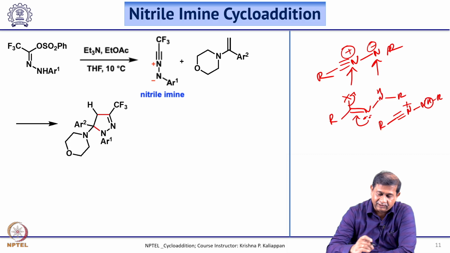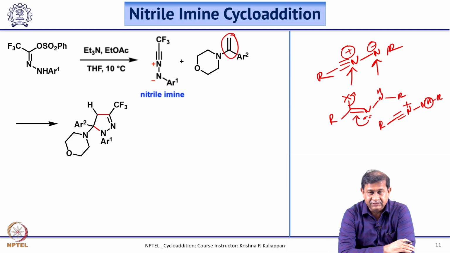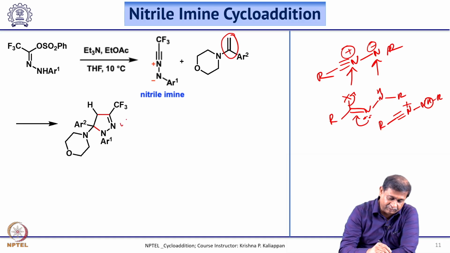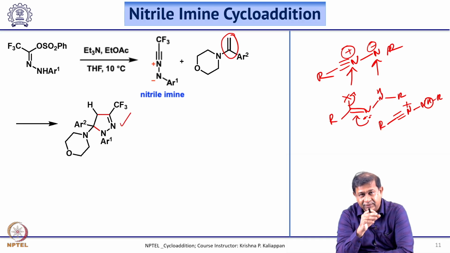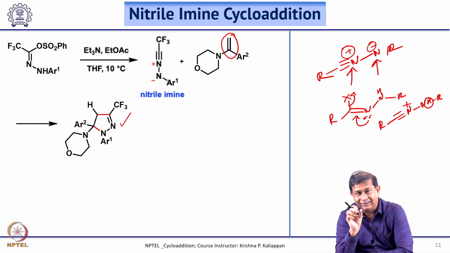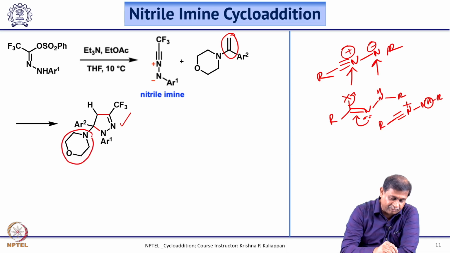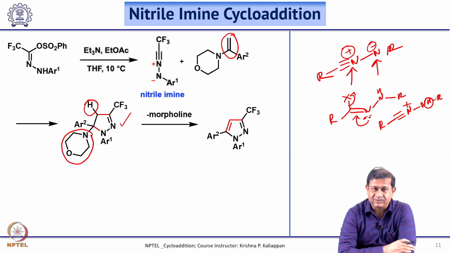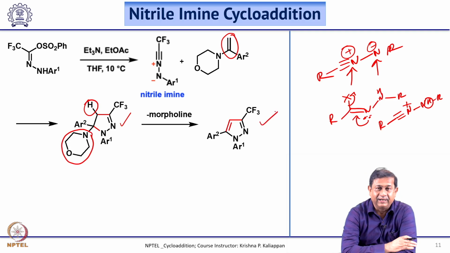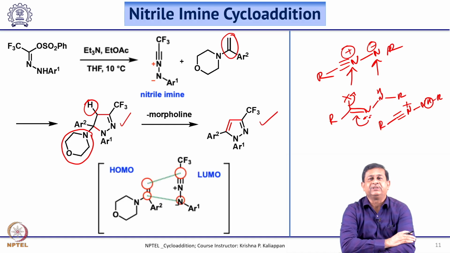So this nitrile imine can undergo 1,3-dipolar cycloaddition with alkenes, for example, with enamines of this kind. Then it can give a 1,3-dipolar cycloaddition product like this. And again, like the earlier example, where the reaction between enamine and diazoalkane led to the elimination of pyrrolidine, here the elimination of morpholine is possible, so that will lead to this substituted pyrazole. So the end product is pyrazole, and here the morpholine is lost after the 1,3-dipolar cycloaddition reaction.